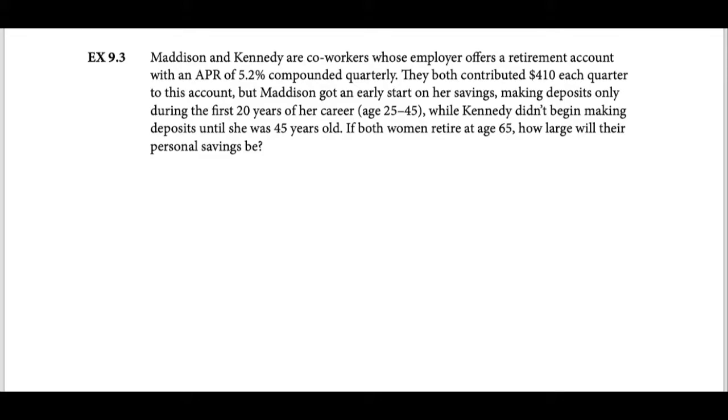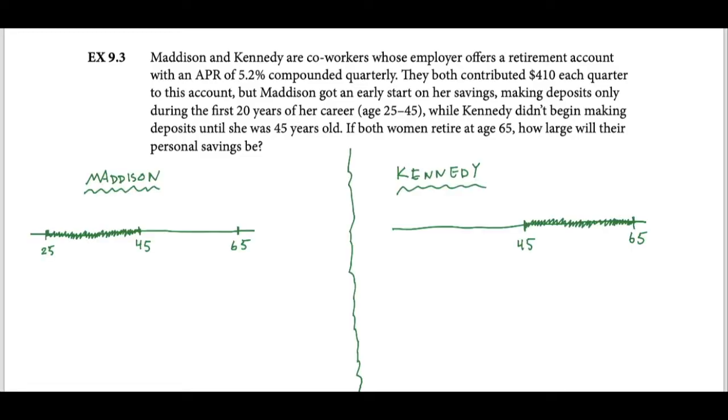In our next example, example 9.3, we're going to compare two savings accounts for two coworkers. As the problem indicates, both women made identical contributions, $410 each quarter, to their retirement savings account. Both women invested for 20 years, but the distinction is that Madison made these investments from age 25 to age 45 and then let the amount in her balance just sit and continue accruing interest.